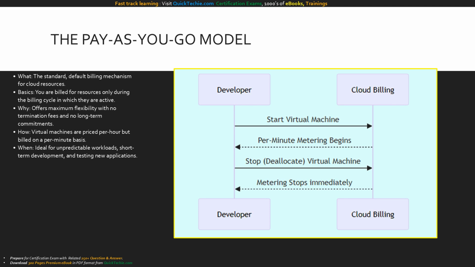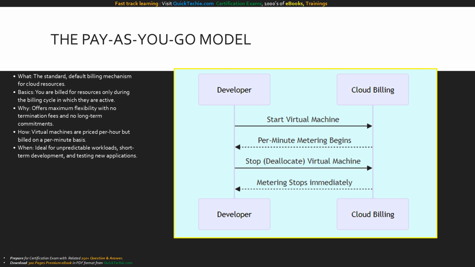Now let's look at the default cloud pricing structure, the pay-as-you-go model. This is exactly what it sounds like. You are billed purely for the resources you consume during a specific billing cycle. For instance, a virtual machine might have a per-hour price tag, but it is actually billed down to the minute. If you run a server for 23 minutes, you pay for exactly 23 minutes.